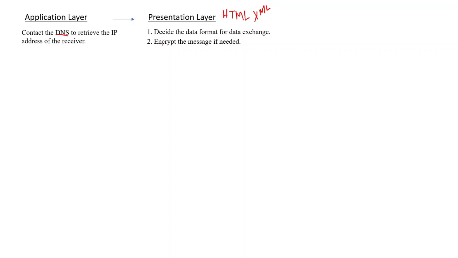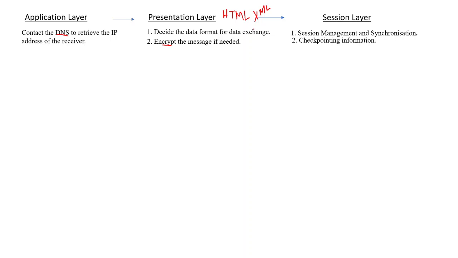And next, another important task that it has to do is, if you are sending a message that needs encryption, that is also done in the presentation layer. When the presentation layer is done with its job, it adds this information to the header part of the message, and it forwards the message to the next layer, the session layer, if it is an OSI model.